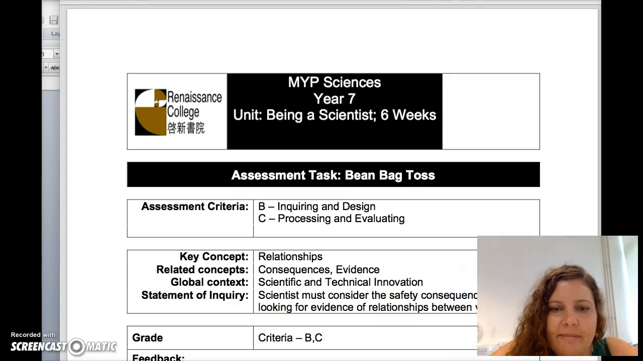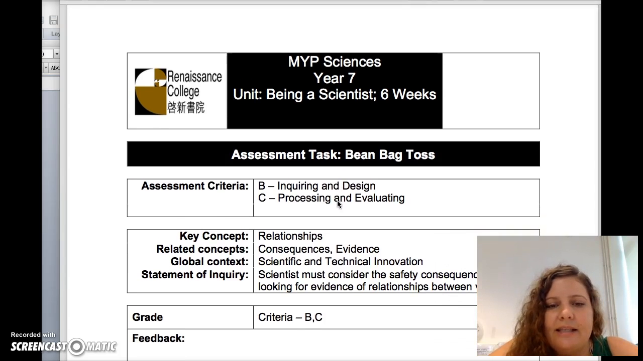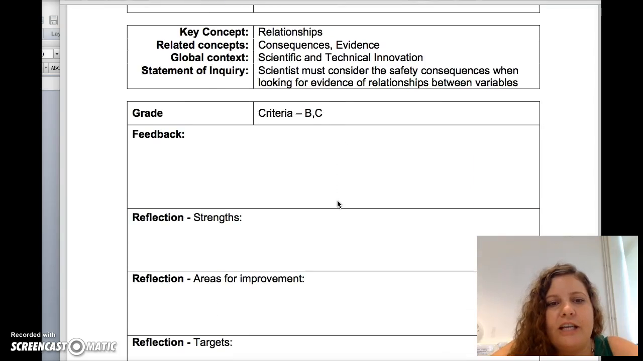Hey guys, today you're going to be writing your first investigation. The assessment task is called Beanbag Toss. The task assesses criterion B and C. So what you're going to be doing is asking questions, designing an experiment, and processing, collecting, and evaluating data. Let's go ahead and take a look at this first sheet.